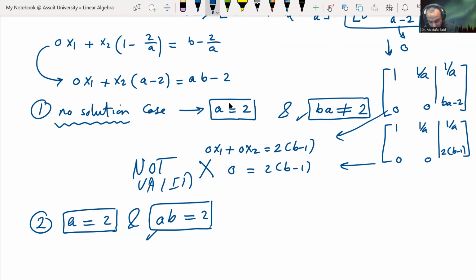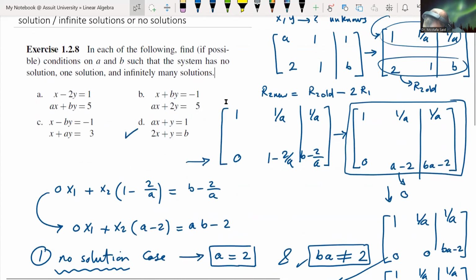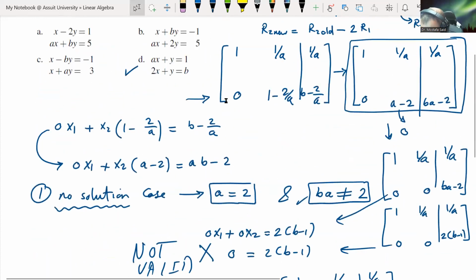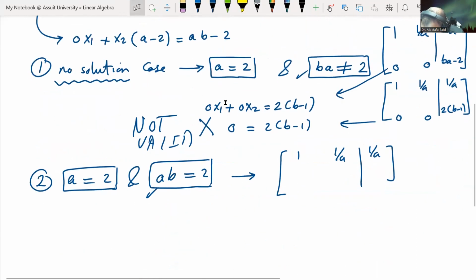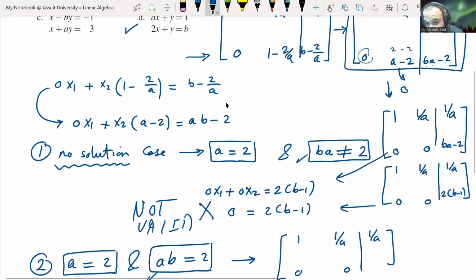So when we assume A equals 2 and AB equals 2, let's now write the system again. If we do that, the system will be 1 over A, 1 over A, no problem. But now the second row will be 0. A equals 2, so this will be 2 minus 2, which is 0. And then AB minus 2, and AB now is 2, so this will be 2 minus 2 again, equal to 0.